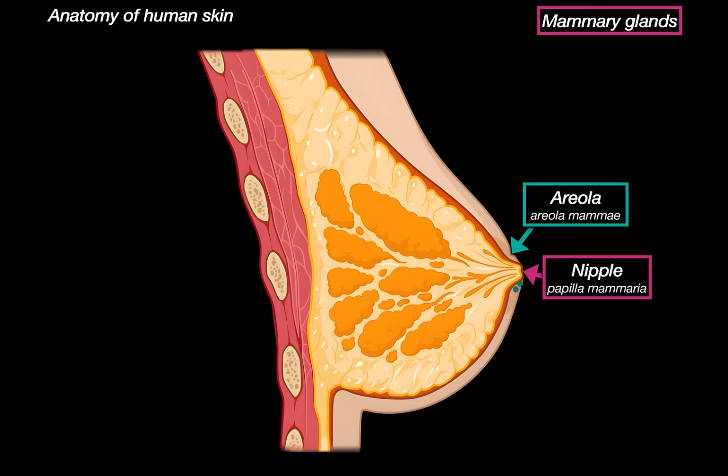Scattered in the areolar skin, you can see small bumps called the areolar glands. These are modified sebaceous and sweat glands that secrete an oily protective fluid on the surface. That secretion helps lubricate the nipple and the areola and may also have a role in scent cues during breastfeeding.